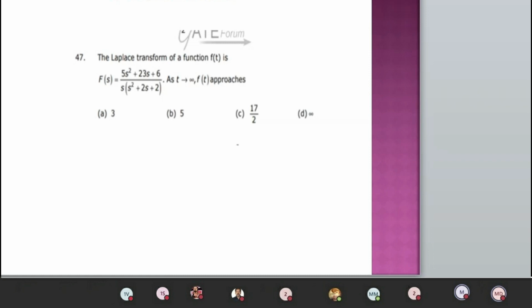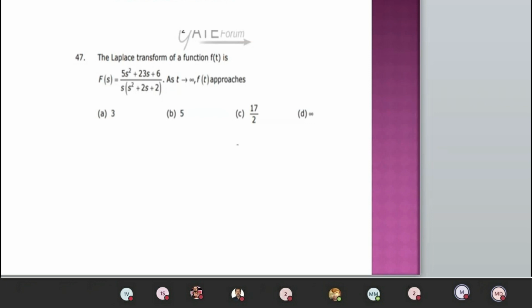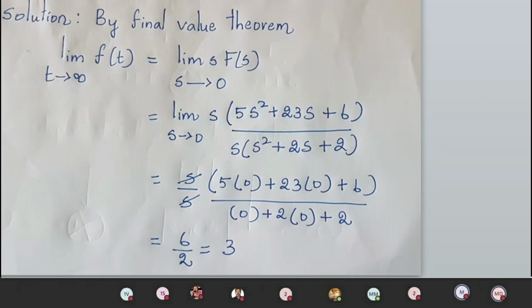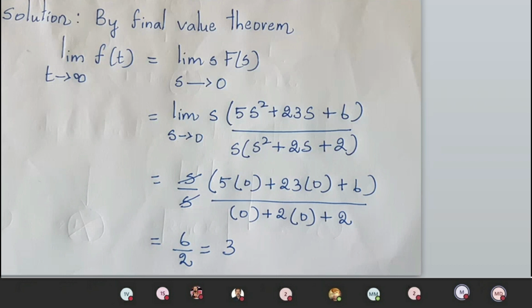And dear students, take care, don't make the blunder of substituting directly. It is s into F of s. This is the place where most of the students commit a mistake, and they simply put the answer as 6 by 0, infinity. You have s into F of s. So once you have s into F of s, s and s will get cancelled. You'll be having only 6 by 2.